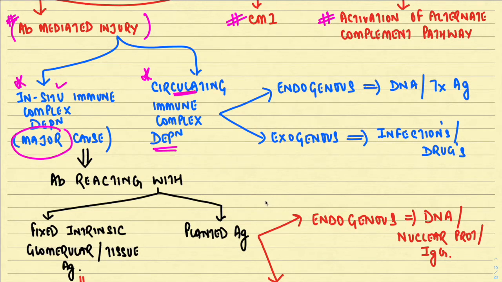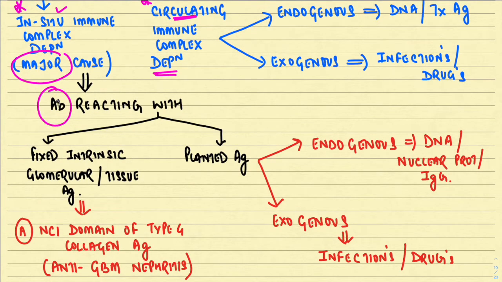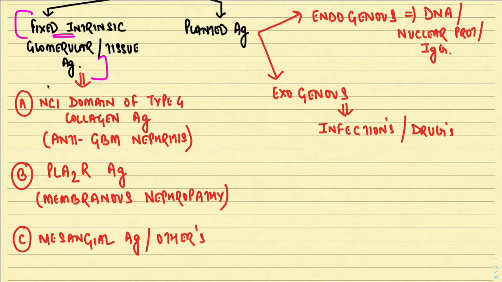Always remember, in situ immune complex deposition is a major cause as compared to circulating immune complex deposition. Over here in the in situ form, the antibodies react with fixed intrinsic glomerular tissue antigens. So there is some kind of antigen which is altered at the level of the glomerulus or the kidney, and the antibodies are directly interacting with it. What are these antigens? For example, the non-collagenous domain of type 4 collagen antigen, classically the antigen responsible for the complex formation in anti-glomerular basement membrane nephritis.